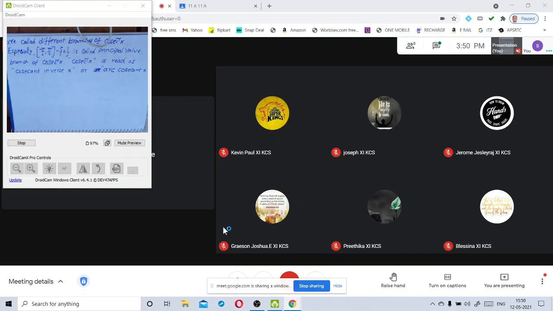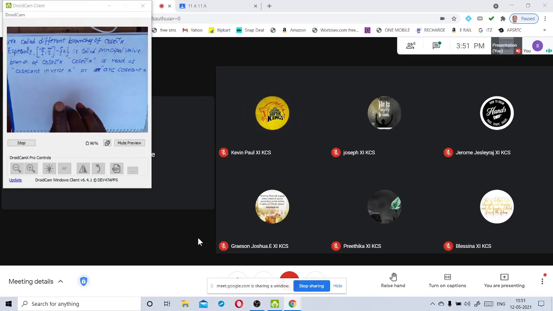Okay, my children, will you read these two lines, all of you? Kevin Paul, my dear Kevin Paul, read this one from here. Closed interval minus pi by 2 comma pi by 2 minus singleton set 0 is called principal value branch of cosecant inverse x. Cosecant inverse x is read as cosecant inverse x or arc cosecant x.